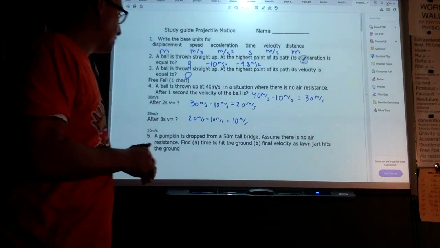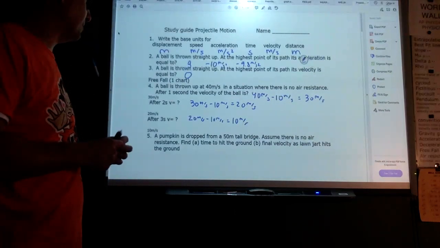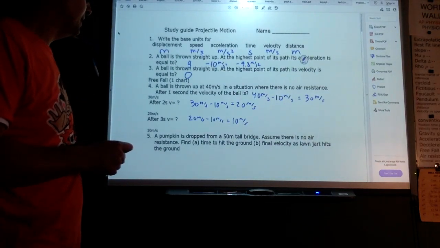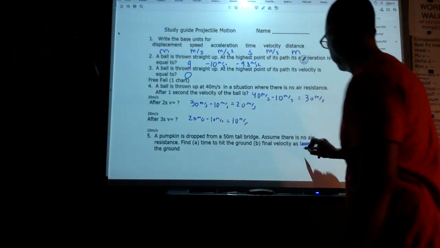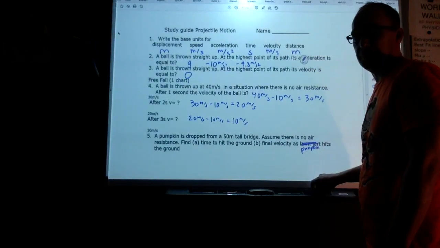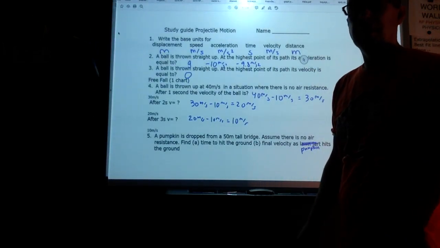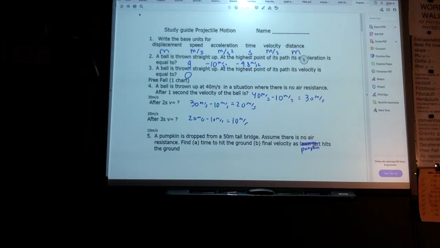A pumpkin is dropped from a 50-meter tall bridge. Assume there is no air resistance. Find the time to hit the ground and the final velocity. Well, it looks like it changed from a pumpkin to a lawn chart while it was falling. We'll change that back to pumpkin. All right, so I'm going to scroll down and clear the ink on this so we have a little bit more room.